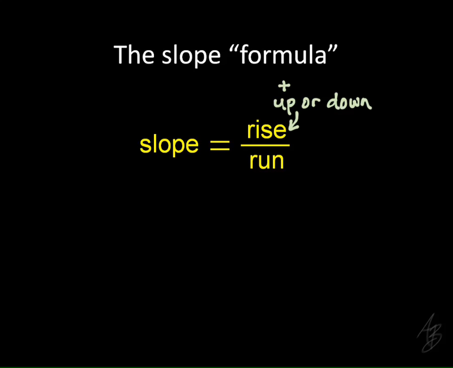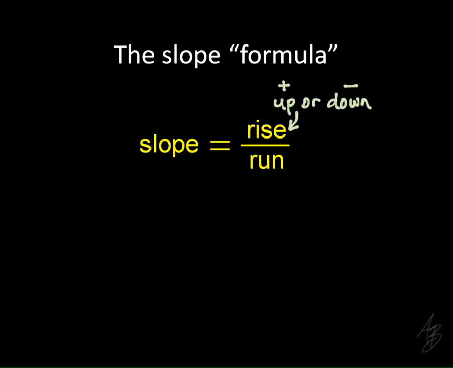Let's make up positive. So if we're rising but going down, so rising down, it sounds like an oxymoron, but if we're rising down, we would say that's negative. So the rise tells us how much we're going either up or down, and that's straight up or straight down. You can't go off at an angle.